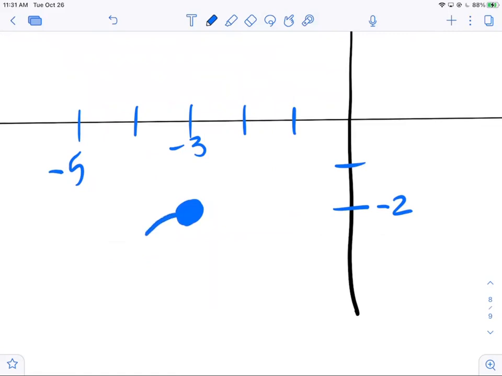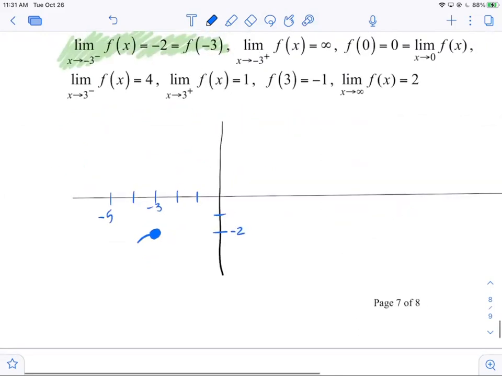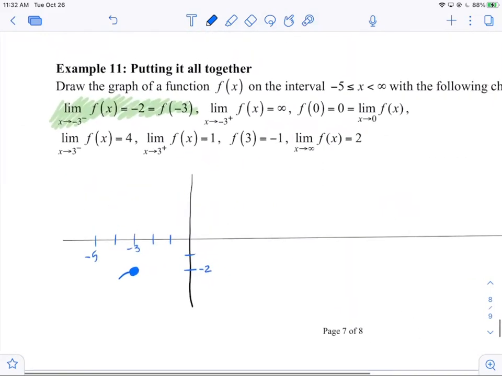Now, I'm just going to draw a little piece. I don't want to draw a huge piece because I don't want it to overlap any of the other criteria. That's enough to tell me that the limit from the left equals the function value at -3. Yes? That's it. So just put a little piece down. All right, that takes care of that.